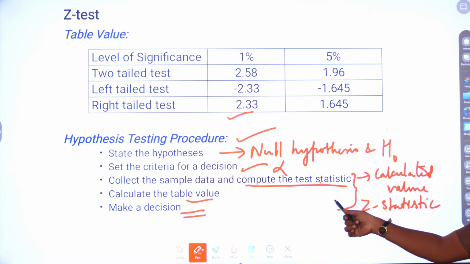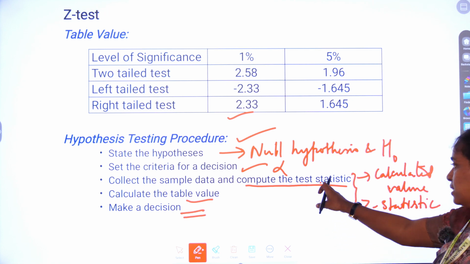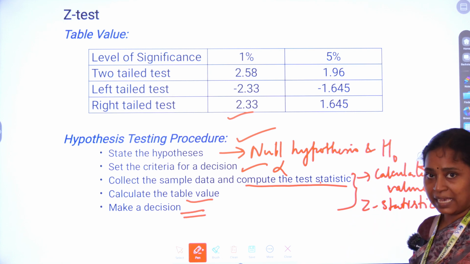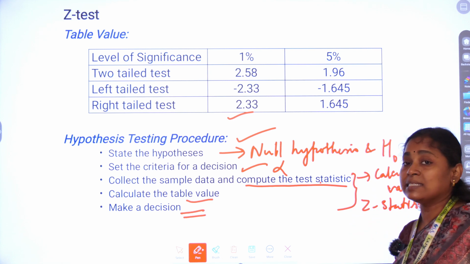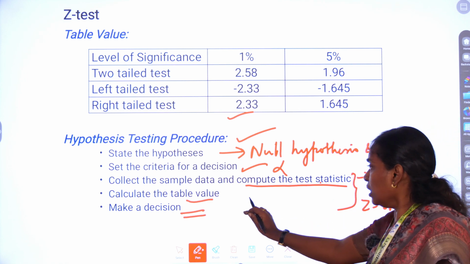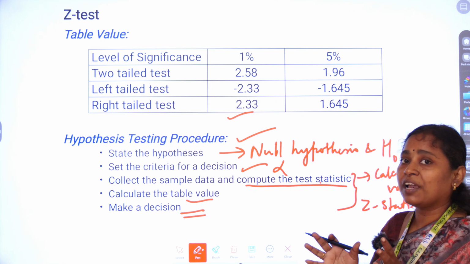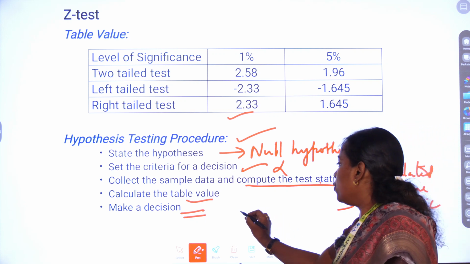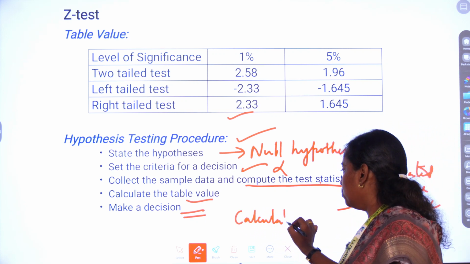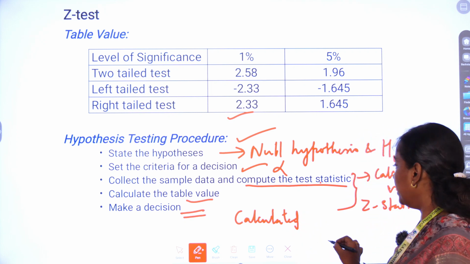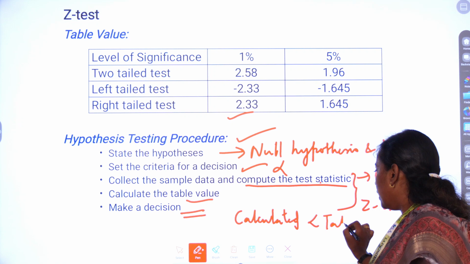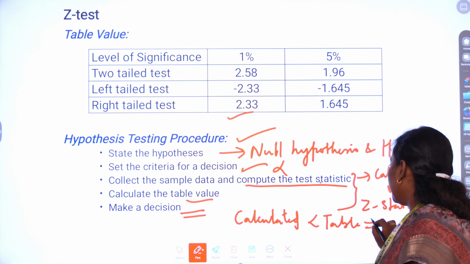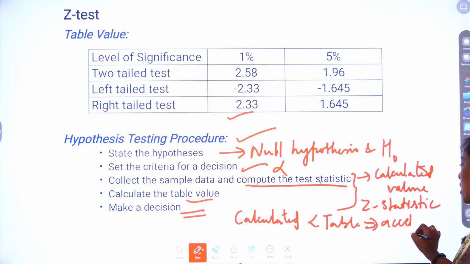Okay, so compute the test statistics. What does it imply? After computing the test statistics, we can call it the calculated value, or else you can call it the Z statistic. Now, the table value you get from the table. Now what you have to do is compare the calculated value with the table value. Suppose your calculated value, very important point to be noted, is less than the table value. If your calculated value is less than the table value, then you have to accept H0.